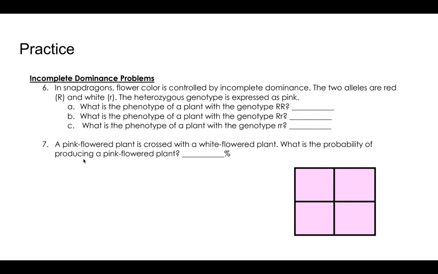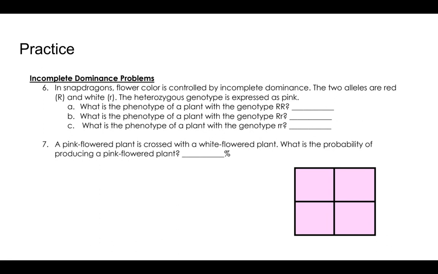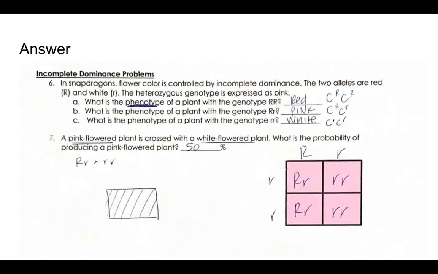Now let's move on to number 7. Remember, if I'm going too fast, pause the video. Number 7, a pink flower is crossed with a white flowering plant. What is the probability of producing pink flowers in their next generation? Really, if I had finished that, it'd be better said, in the next generation. So a pink flowering plant, think about what that genotype would be. Crossed with a white flowering plant, think about what that genotype would be. Do the cross right here to the side, and then answer the question. Probability of producing a pink flowered plant. When you're ready to move forward to the answer slide, unpause the video.